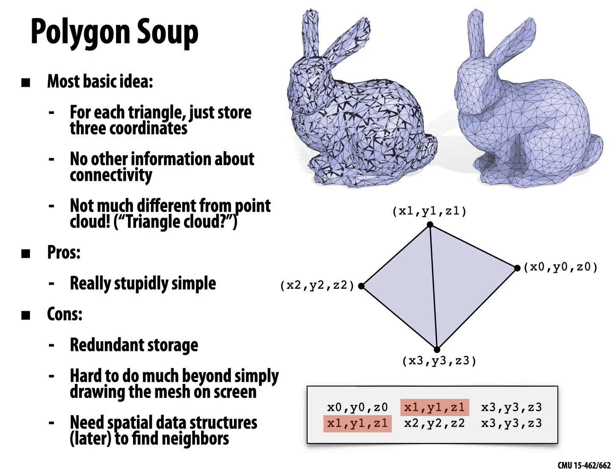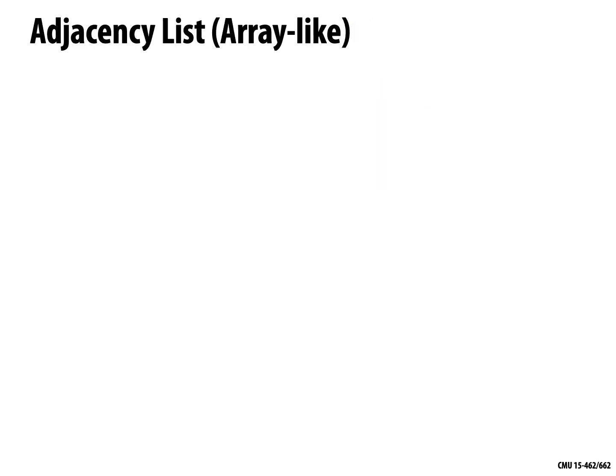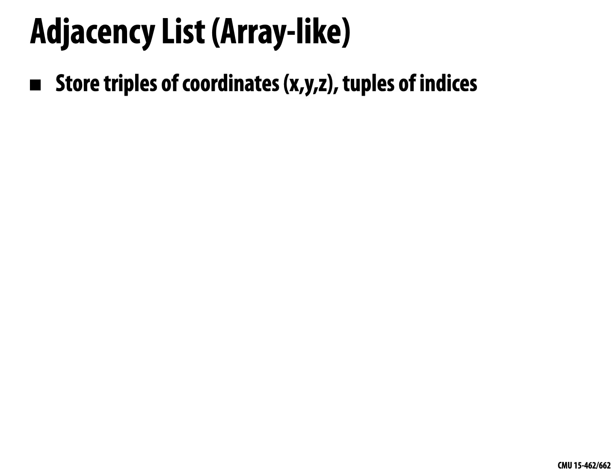All right, so let's get a little more sophisticated. How else can we store a polygon mesh or a triangle mesh? Well, we can use an adjacency list. This is still going to be kind of an array-like data structure, but a little more sophisticated. So this time, in fact, we're going to split our mesh into 2 distinct lists. One list is just going to store triples of coordinates x, y, z, one for each vertex.